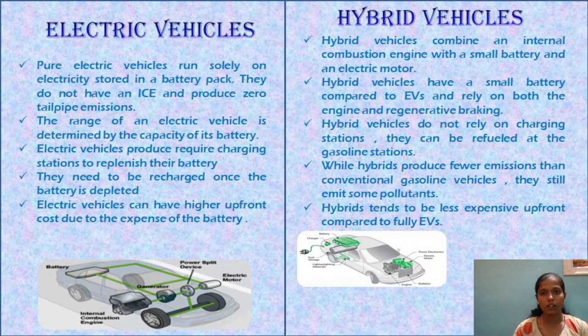The difference of a hybrid vehicle is that hybrid vehicles combine an internal combustion engine with a small battery and an electric motor. Hybrid vehicles have a small battery compared to electric vehicles and rely on both the engine and regenerative braking. Hybrid vehicles do not rely on charging stations. They can be refueled at gasoline stations. While hybrids produce fewer emissions than conventional gasoline vehicles, they still emit some pollutants. Hybrids tend to be less expensive upfront compared to fully electric vehicles.